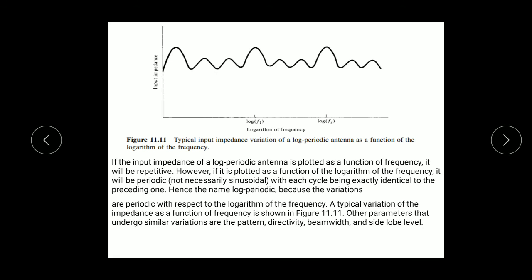Other parameters that undergo similar variation are the pattern, directivity, beamwidth, and side lobe level. So in the log periodic antenna, the directivity, beamwidth, and side lobes also show similar patterns throughout the bandwidth.